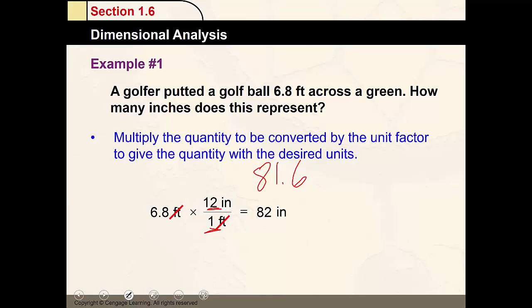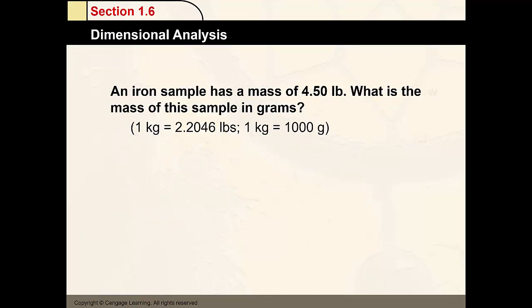We look at the beginning of our problem. In our problem, 6.8 feet, right here, that's only 2 sig figs. Remember, for any conversion factor, we ignore the sig figs in any conversion factor. We assume it's an infinite number. So that's why 2 sig figs are our answer. Therefore, this number has to be rounded to 2 sig figs, and that's where we get the 82 inches from.